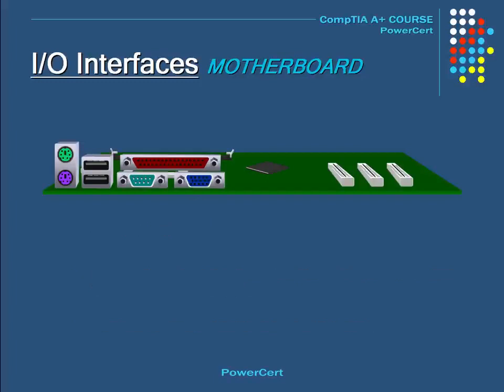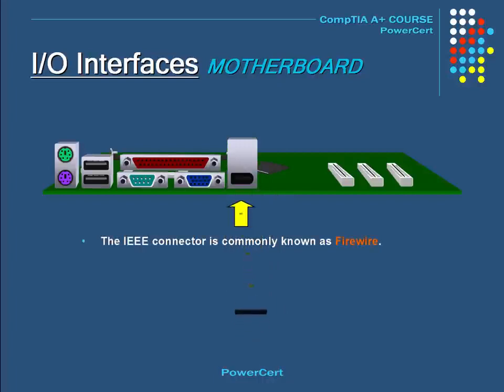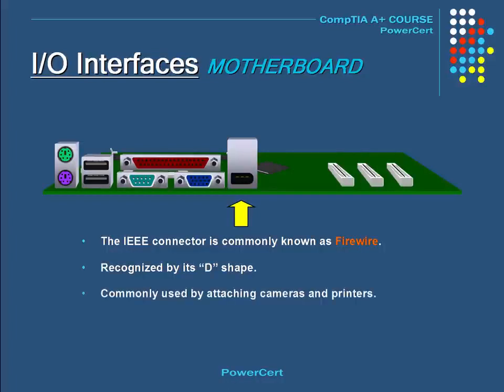The IEEE 1394 connector is commonly known as FireWire. FireWire is recognized by its D shape and is commonly used to attach devices such as digital cameras and printers. It's very similar to a USB port. FireWire and USB are both used to attach peripherals, and they both have similar transfer speeds. But FireWire is not as popular as USB. That's why on a modern motherboard today, there might not be any FireWire ports. Or if there are, you might find one or two. And FireWire has a transfer speed of 400 megabits per second.